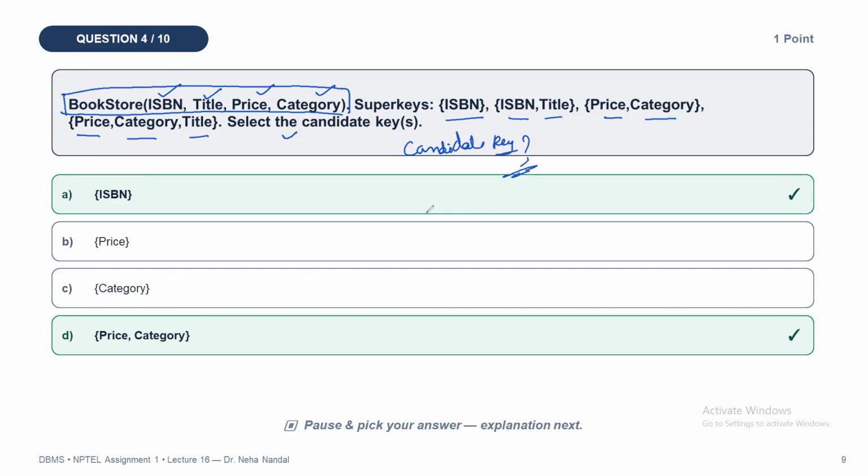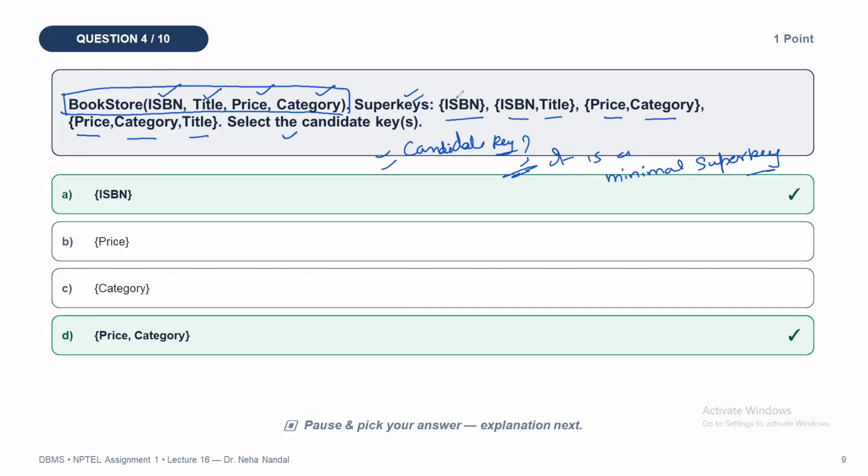So what is a candidate key? Already super keys are given to us, and we have to select a candidate key. A candidate key is a minimal super key. That is the definition, and for this question that much is enough to remember. What is a candidate key? It is a minimal super key.